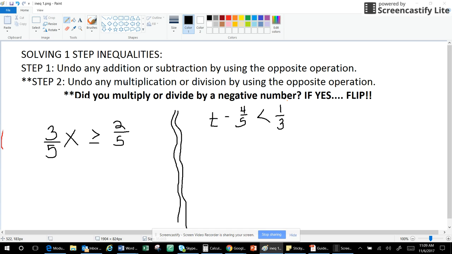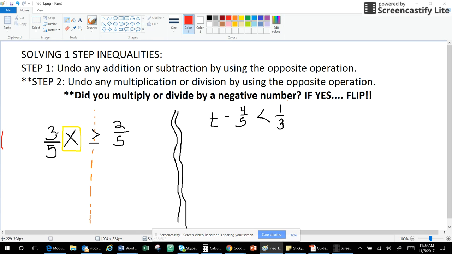Okay, so let's look at these first two problems here. We have 3/5 x ≥ 2/5. So just like all of the other problems we've been doing, whatever we do to one side of that inequality symbol, we have to do to the other. And also, we're trying to get this guy by himself.